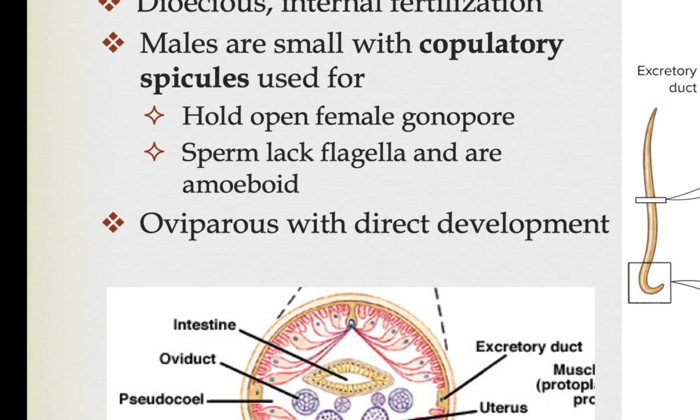Once fertilization does take place, though, the zygotes are immediately released into the environment, so this fits an oviparous pattern of development. And there are no larval forms in the traditional sense. The juvenile worms look just like small versions of the adults, so this fits direct development.